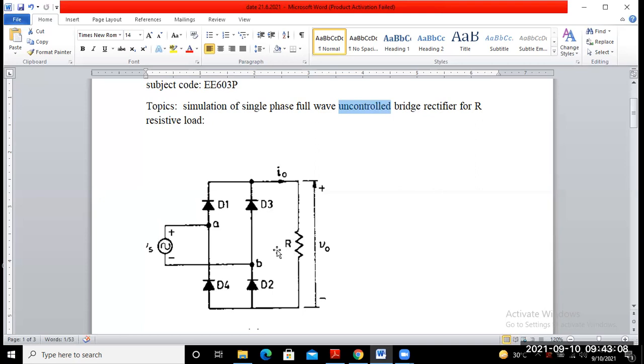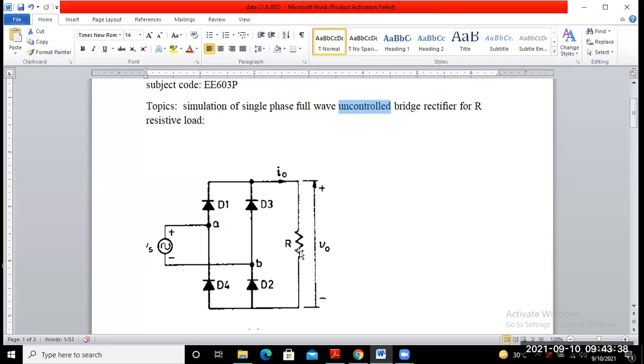This resistance is your load, purely load resistance, and whatever voltage appears across the load terminal is known as the output voltage, indicated by V0. Okay, the average output voltage is indicated by V suffix 0. So this is all about the circuit diagram of the single phase full wave uncontrolled rectifier.